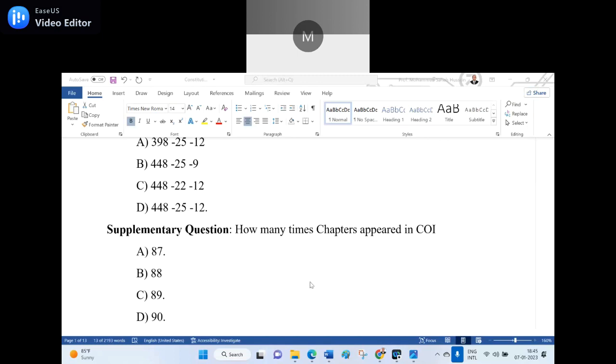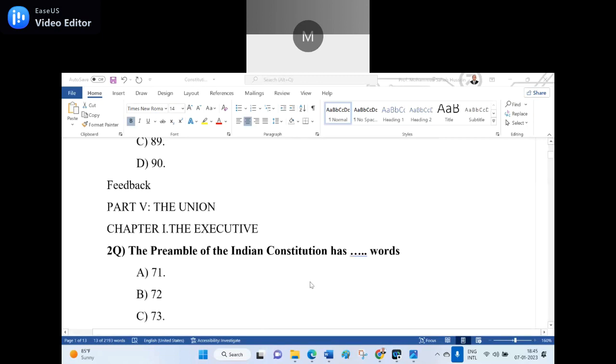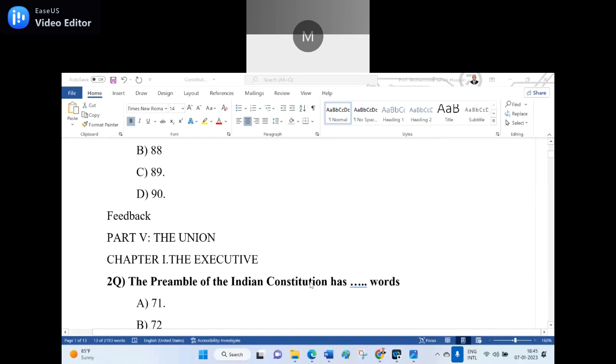Now, in which part of the Constitution did chapter 1 appear first? That is my question. Anyone? Here I have given feedback. Part 5, the Union, heading chapter 1, the Executive. There it appeared. Of course, it appeared in many places, but 89 times it has appeared in the Constitution of India. Is it clear? Say yes. Yes, sir. Okay.